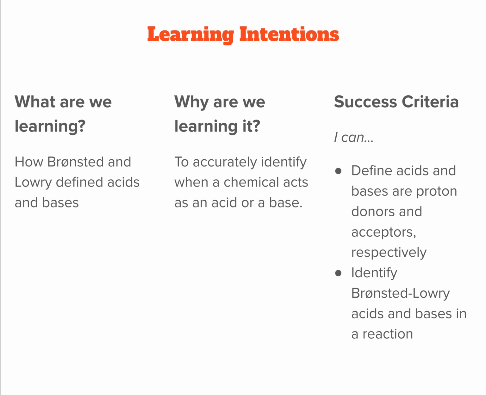Today we are learning the Bronsted-Lowry definitions of acids and bases so that we are able to accurately identify when chemicals act as an acid or a base. And our success criteria is being able to define acids and bases as proton donors and acceptors, and being able to identify Bronsted-Lowry acids and bases in a reaction.